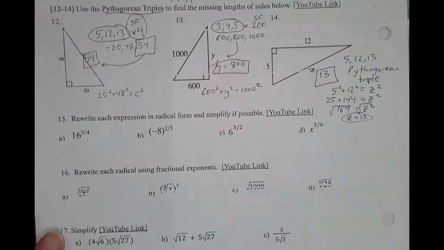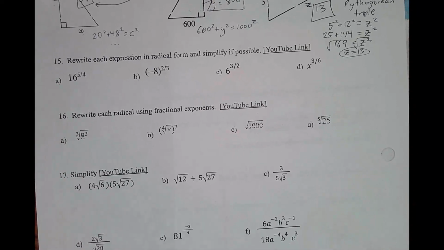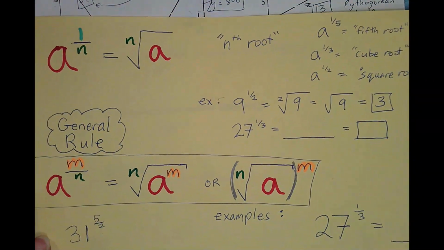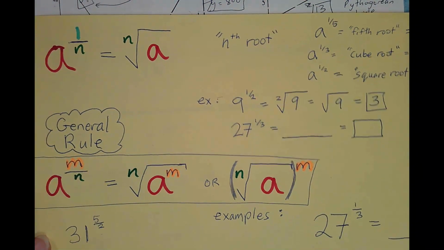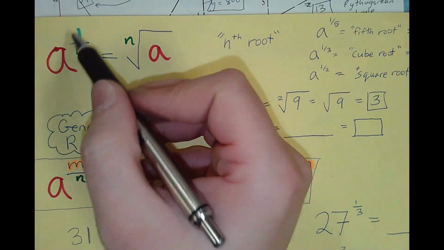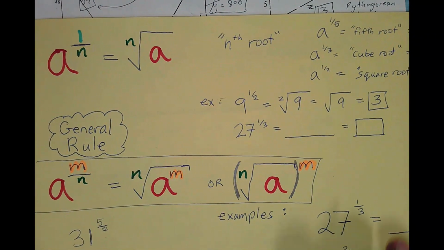Okay, now we're going to move on to number 15, which is asking you to rewrite expressions in radical form and simplify if possible. Before I do that, I do want to present to you some notes, some ideas, some thoughts about fractional exponents. Basically, in the past, we've always been used to doing 5 squared, 10 cubed. But what if you ever took a number to a fraction? Okay, so here's a couple of notes.